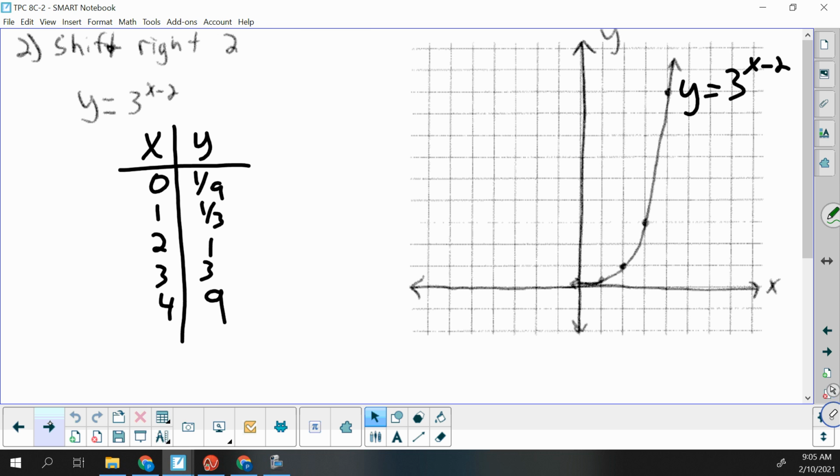Next one, a -2 in the exponent is a shift right 2. So you want the middle value in your table to be +2. Pick the things on either side. 0.3 repeating is really 1/3. 0.1 repeating is really 1/9.